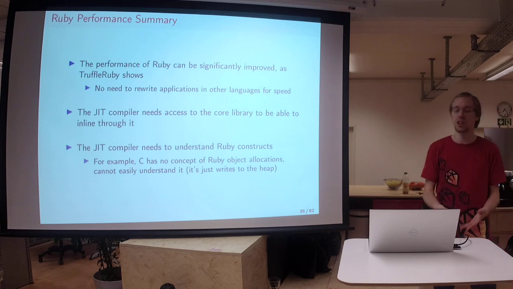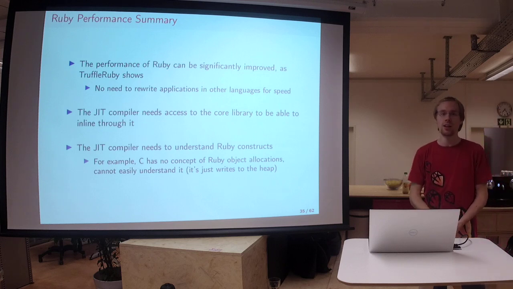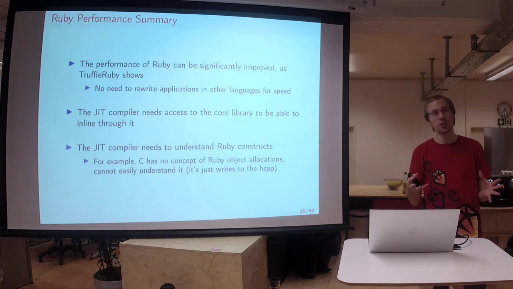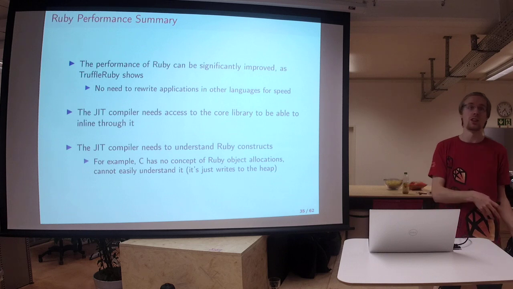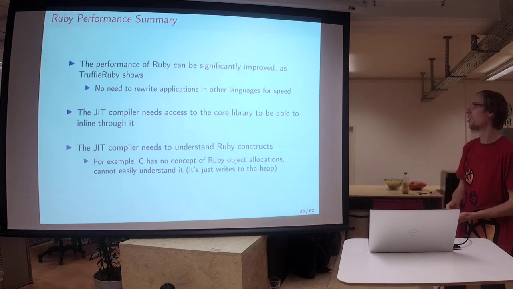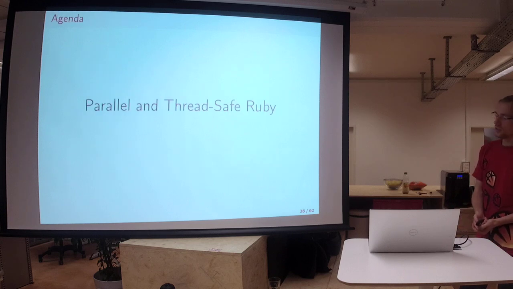So there are some challenges for MJIT to address. Basically, being able to communicate better with this compiler. In our case, we can do this better because we're in Java, so there's already the concept of object allocation. But also we control the just-in-time compiler, and so we can give it more information if needed. Okay, that was the first part.